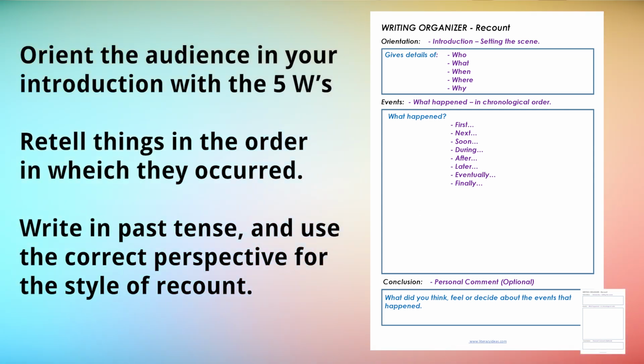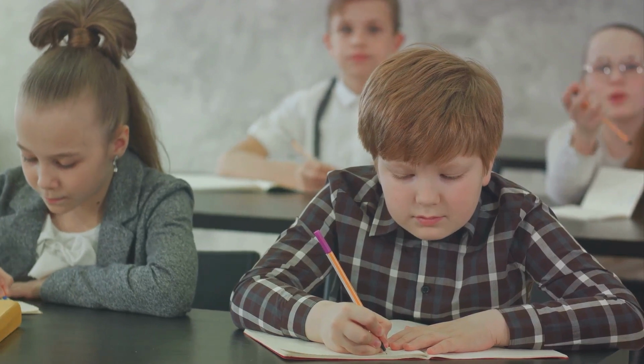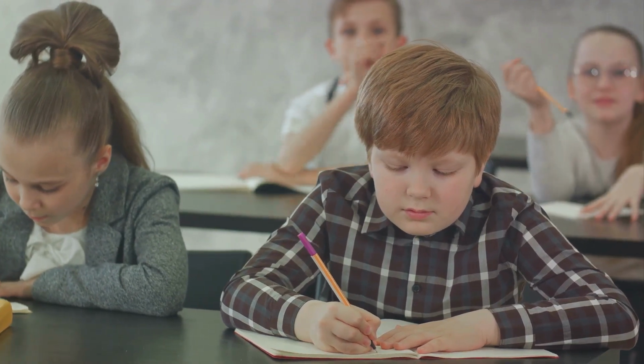Next, consider the sequence of events. Chronological order is crucial in a recount to maintain clarity and coherence. Group related details into paragraphs, creating a logical and seamless flow for your readers. If the recount involves you, don't hesitate to sprinkle in personal insights, comments, or opinions.